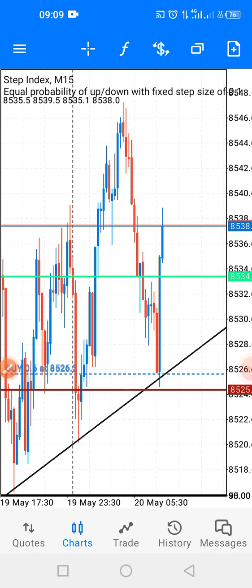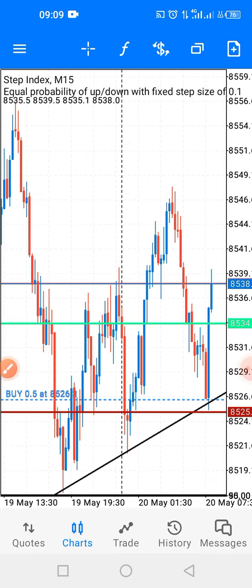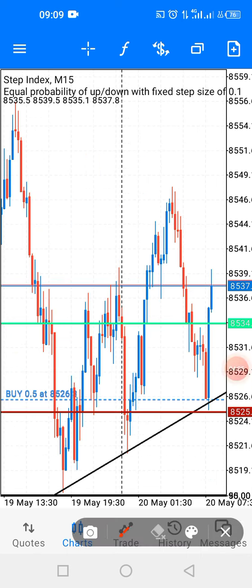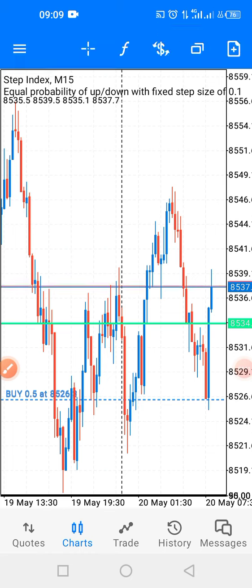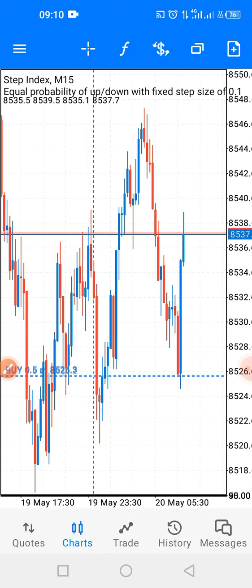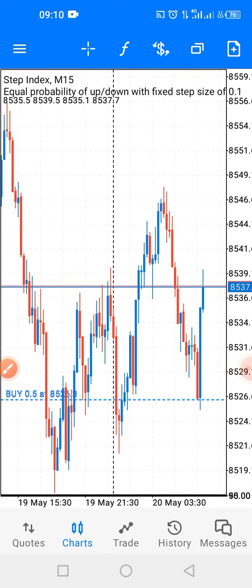Okay guys, now here is one thing you need to mark out. When price was hovering down here, okay, let me just clear up my chart so that you can understand the explanation very well. So here we have a plain chart. How do I catch this move? I'm teaching you how to trade step index from scratch using price action.